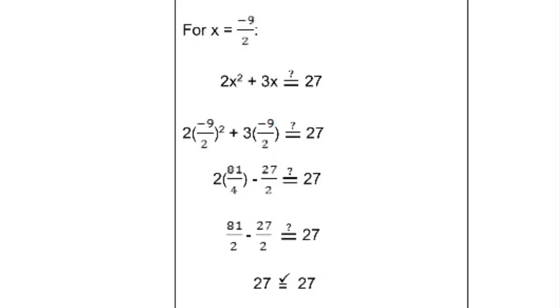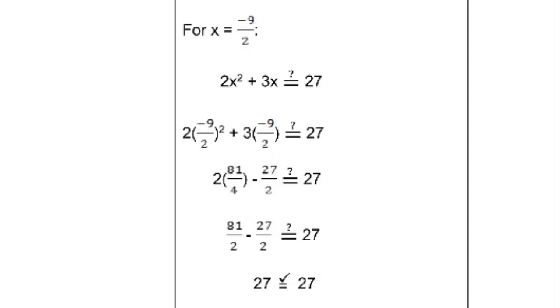Then for x equal to negative 9 over 2, so substitute x with negative 9 over 2. So this will become 2 times negative 9 over 2 squared plus 3 times negative 9 over 2 equals 27. Negative 9 over 2 squared is 81 over 4. 3 times negative 9 is negative 27 over 2. Then simplify. 2 times 81 over 4, cancel 2. So the answer here will be 81 over 2. So 2 over 4 is 1 half. So that's why 81 over 2.